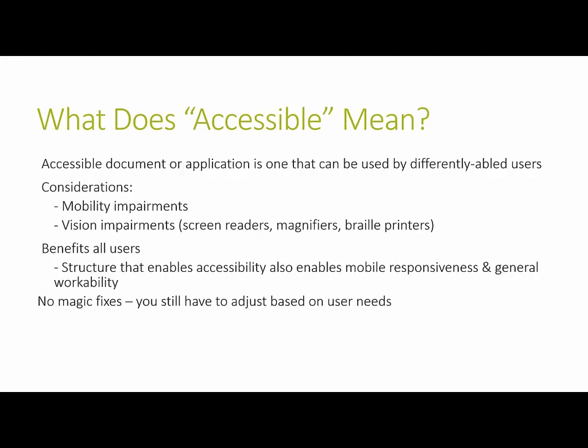Accessibility features in Acrobat Reader and PDF file format enable people with disabilities to use PDFs with or without screen readers, magnifiers, and braille printers. Making PDFs accessible tends to benefit all users. For example, the document structure that enables a screen reader to read a PDF out loud also enables a mobile device to reflow and display the document on a small screen.